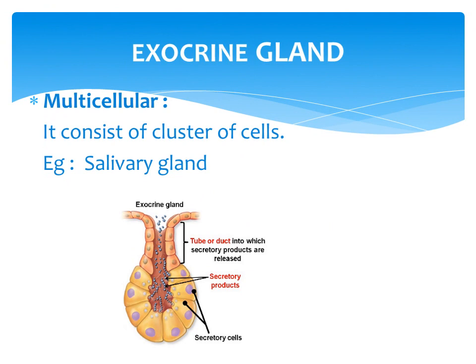So this is an exocrine gland. Second type is multicellular type, right? So what do you mean multicellular? Of course, the gland is made up of multi, means many layers, many cells. So that's why it is mentioned here as it consists of a cluster of cells. One example of a multicellular gland we can say is the salivary gland.